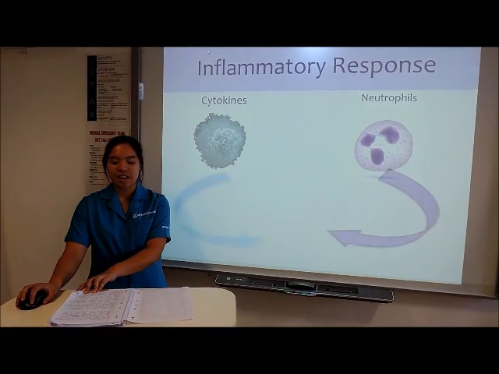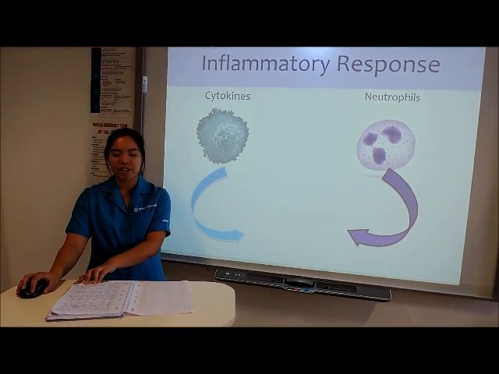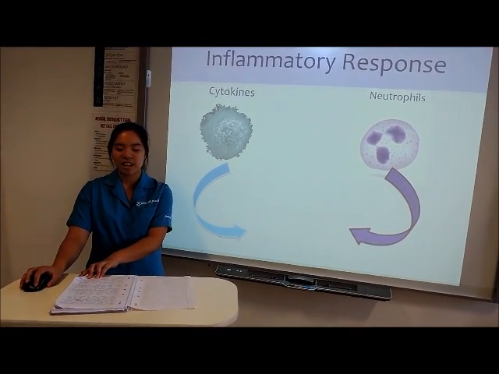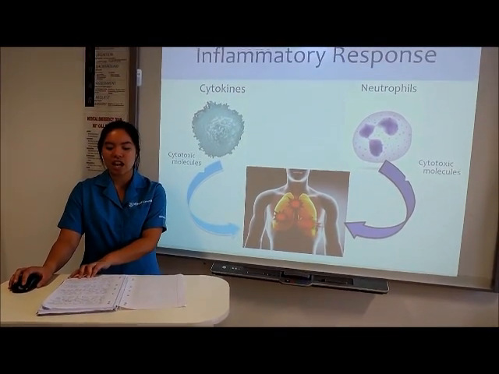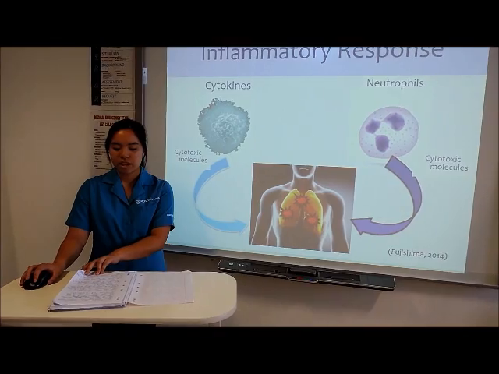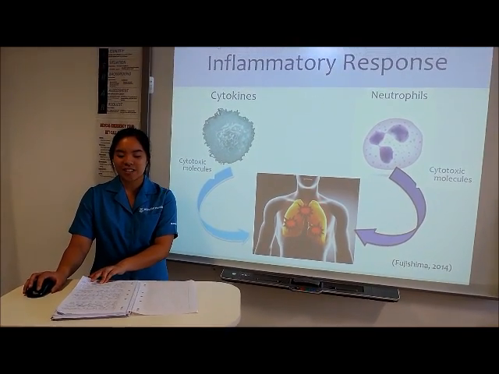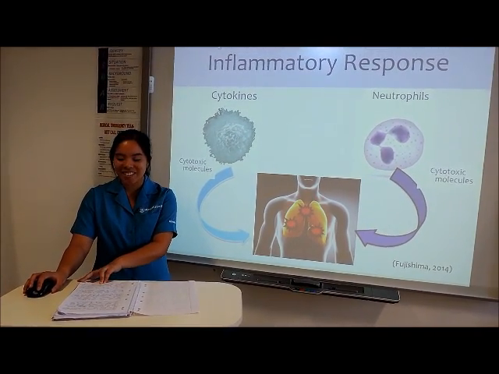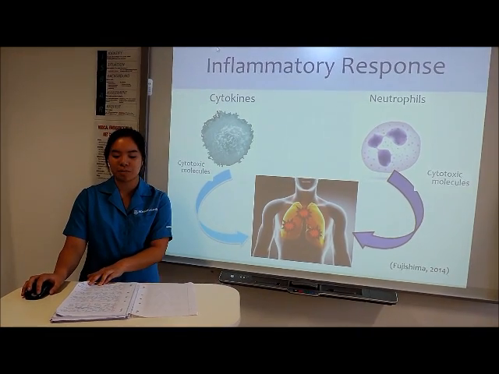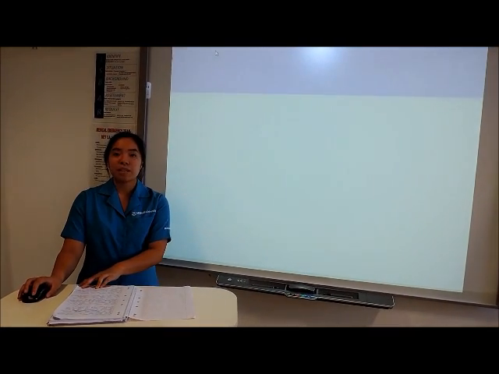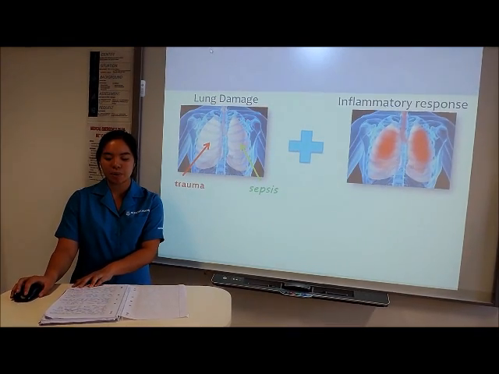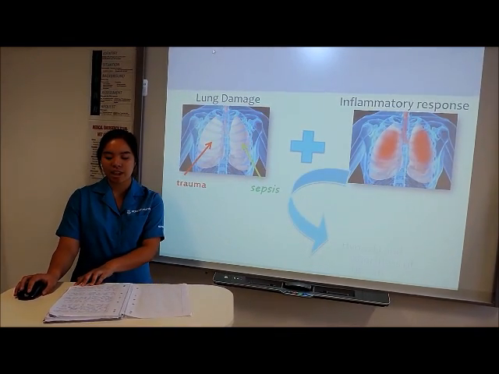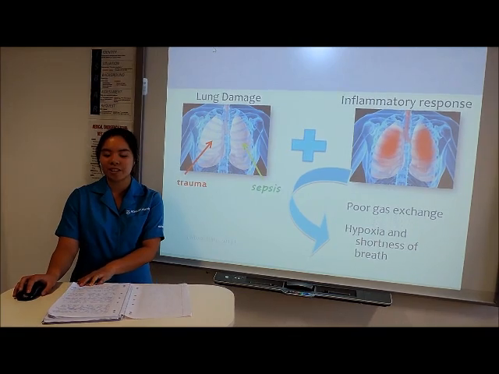Inflammatory mediators such as cytokines and neutrophils, which are activated as part of the inflammation, can release cytotoxic molecules, causing tissue necrosis and apoptosis. The death of these lung tissue cells is part of the etiology of her hypoxia and difficulty breathing. Ms. Watts' lung damage and damage caused by her inflammatory response will also cause poor gas exchange, manifesting in her hypoxia and shortness of breath.